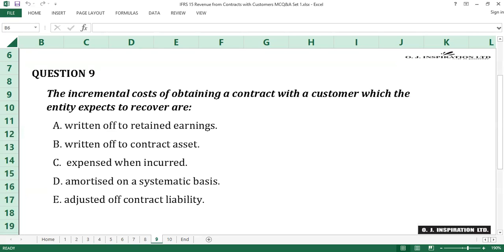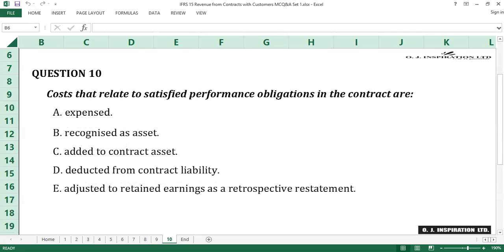Question number 9. The answer to question number 9 is D, amortized on a systematic basis. Incremental costs of obtaining a contract with the customer which the entity expects to recover are recognized as an asset. This asset is amortized on a systematic basis that is consistent with the transfer to the customer of the goods or services to which the asset relates. D is the answer to question number 9.